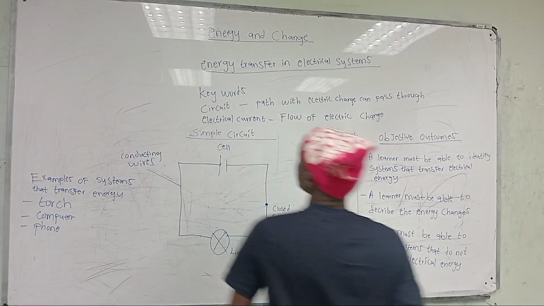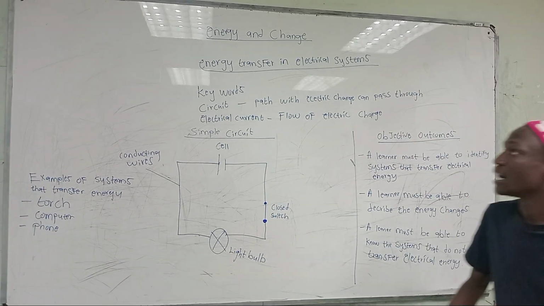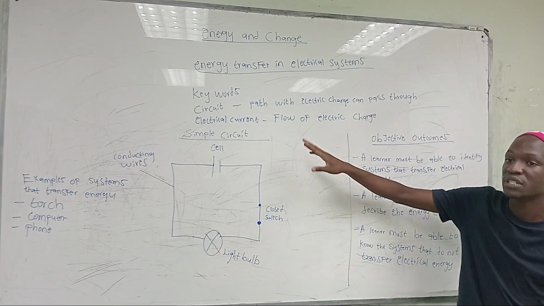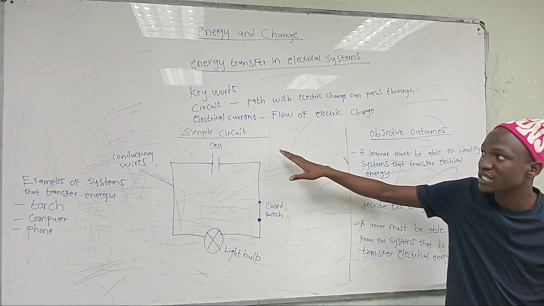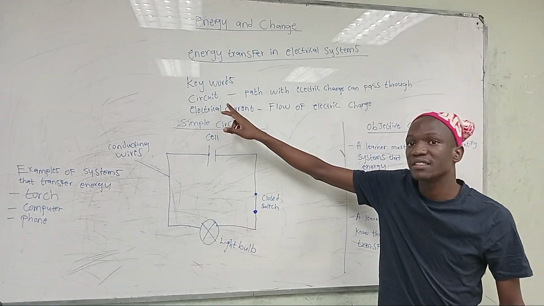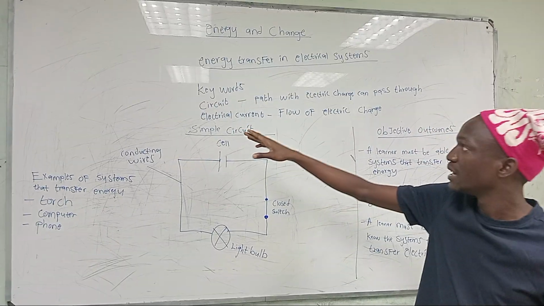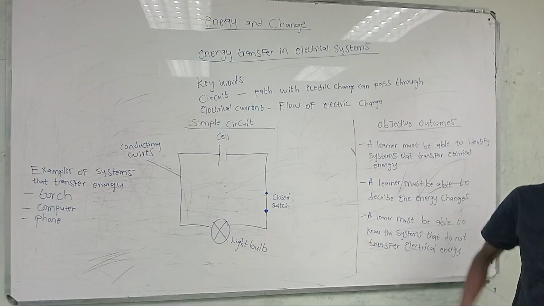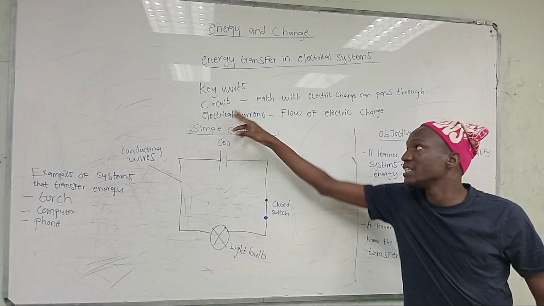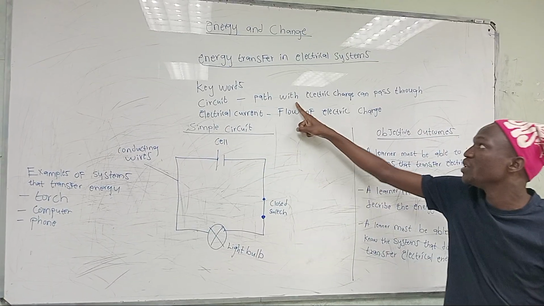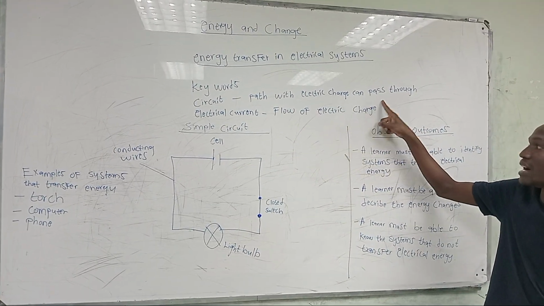So now we dive into the keywords and everything we're going to talk about, referring to our sample circuit. First, a learner must understand what a circuit is, because that's what we're going to learn about today in energy transfer in an electrical system. A circuit is a path which electric charge can pass through.